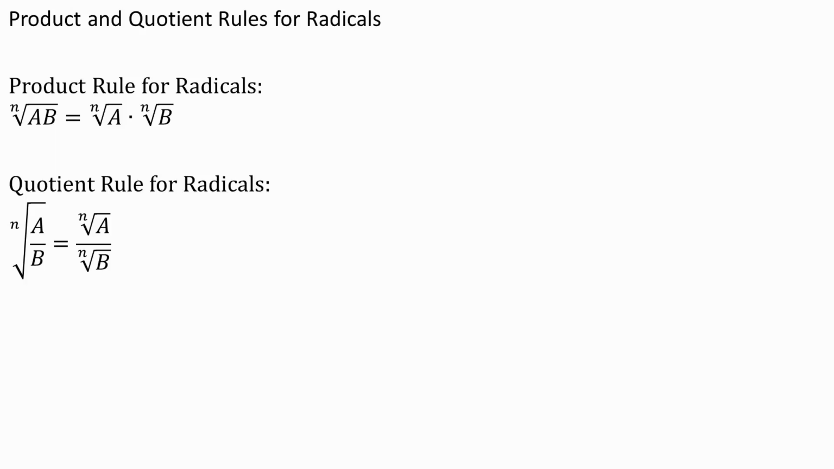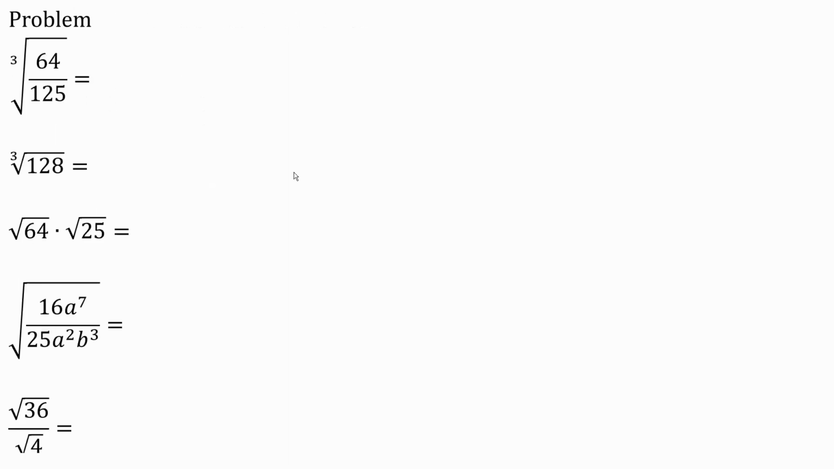In this video, we will be going over product and quotient rules for radicals. And so for the product rule for radicals, you could have the nth root of a times b, and then you can split it. Likewise, for quotient rules for radicals, you could have the nth root of a divided by b, and then you could also split it. And we will solve concrete problems. And so if you want to pause the video here and attempt these 5 problems, feel free.